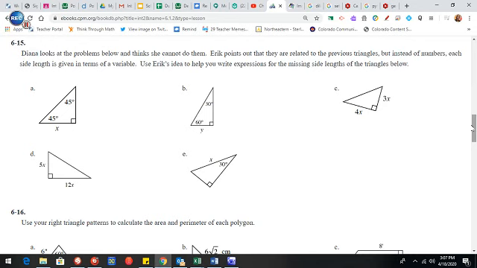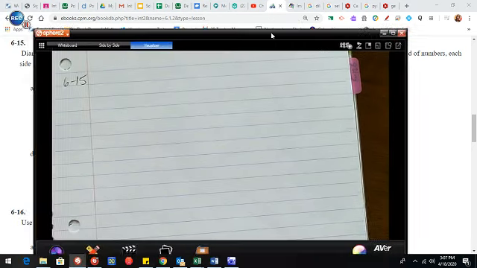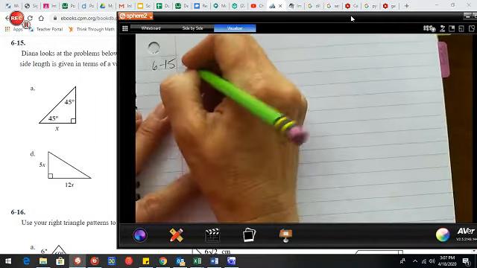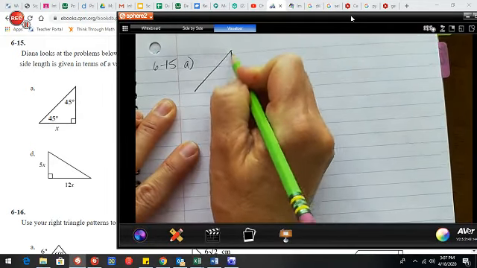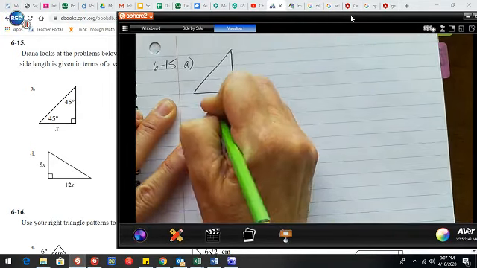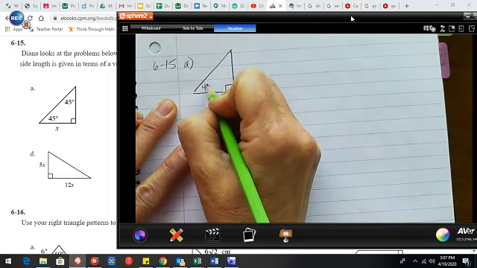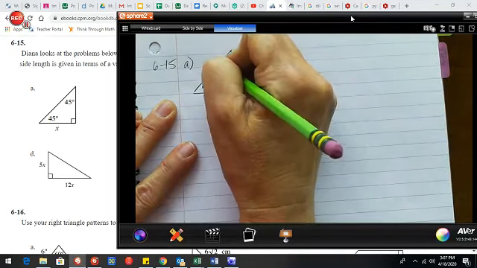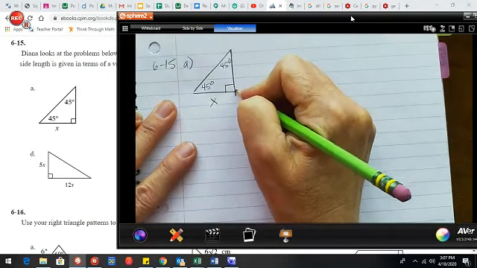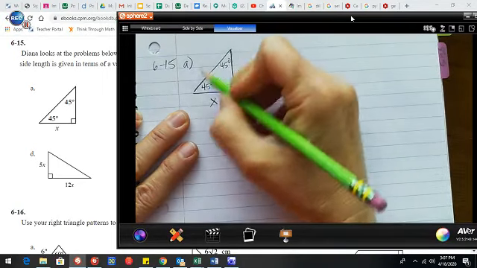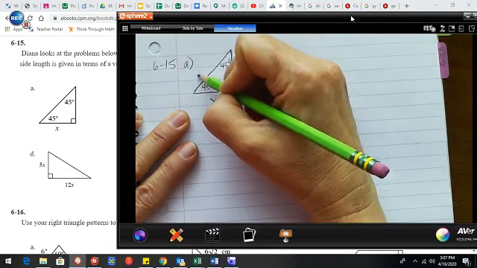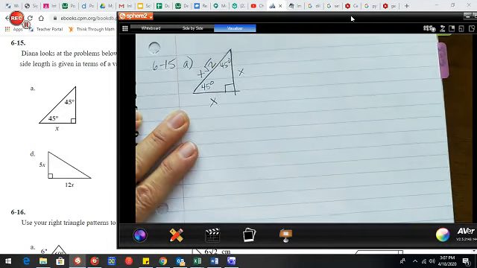Okay, so for 6-15, we have a 45, 45, 90 triangle with a leg that's x. So then what would this leg be? This would be the same, right? So this would be x, and then the hypotenuse is always, this is exactly like the card that I had on the screen, x square root of 2.